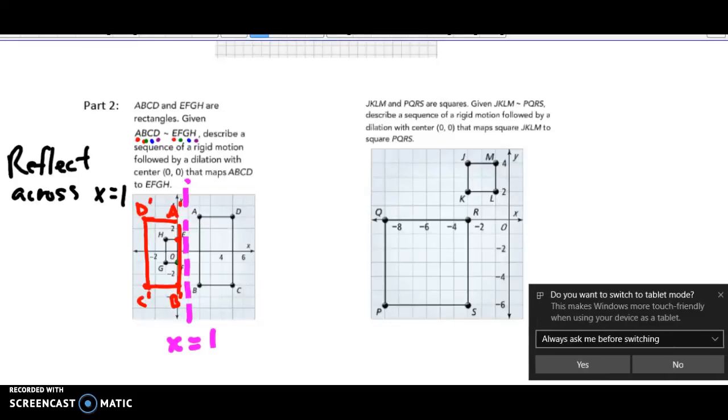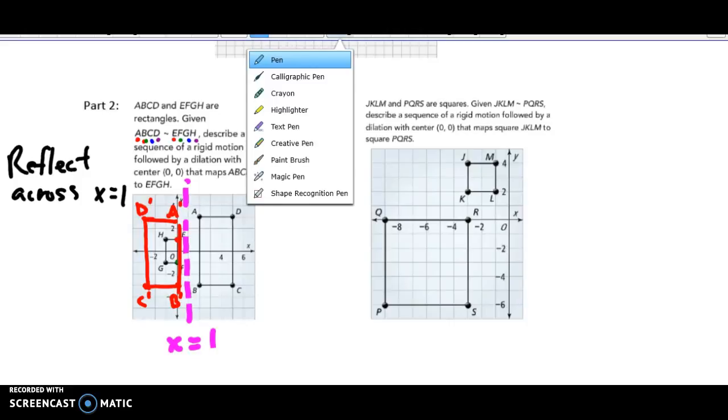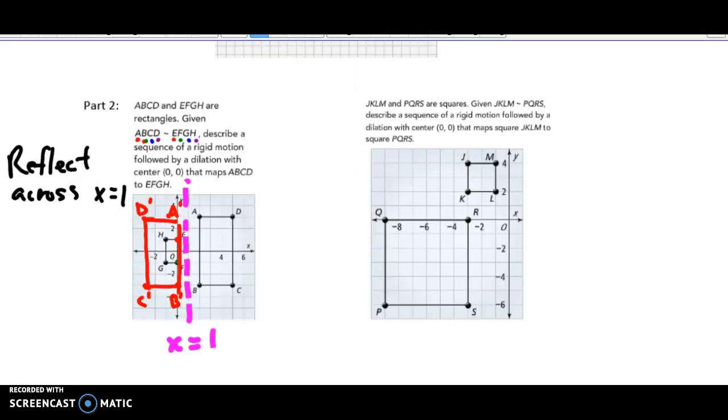Okay, let's try this one more time with rectangles. Let's look at another scenario here. So we are looking at JKLM and how it maps to PQRS. So point J maps to point P, and we're looking at these so we can tell whether we made a rotation, a reflection, or a translation.